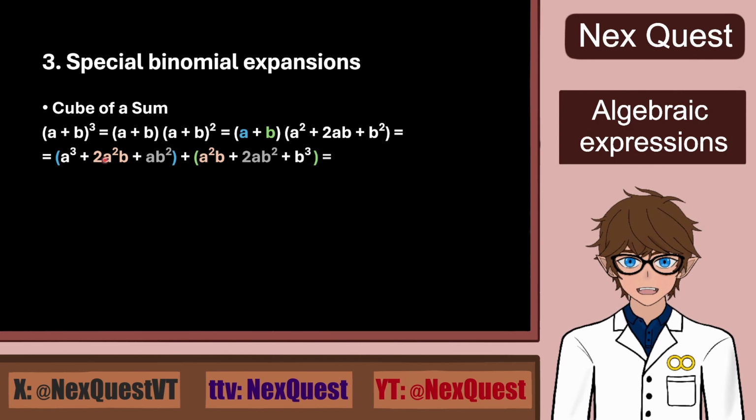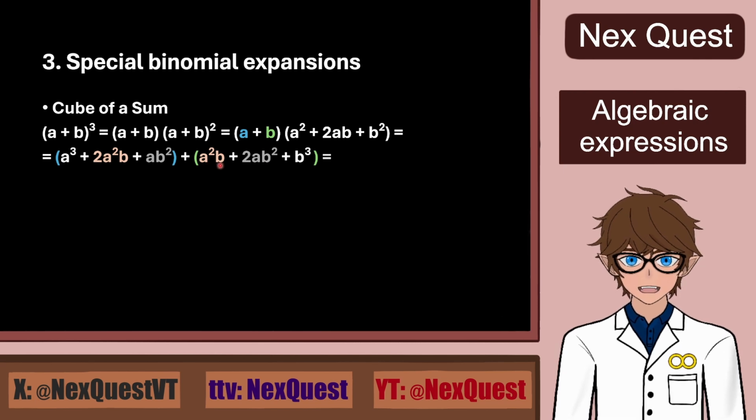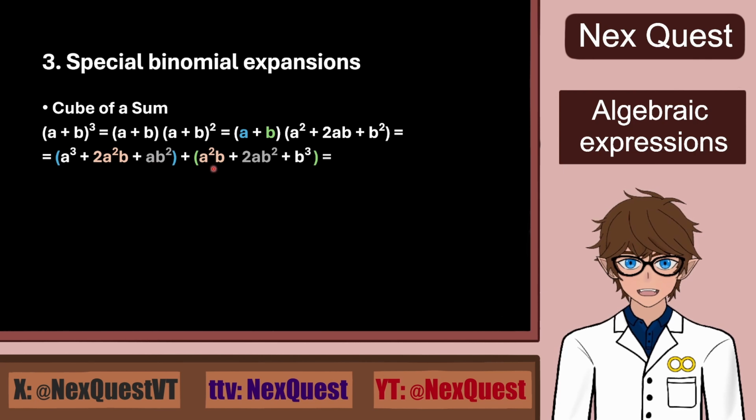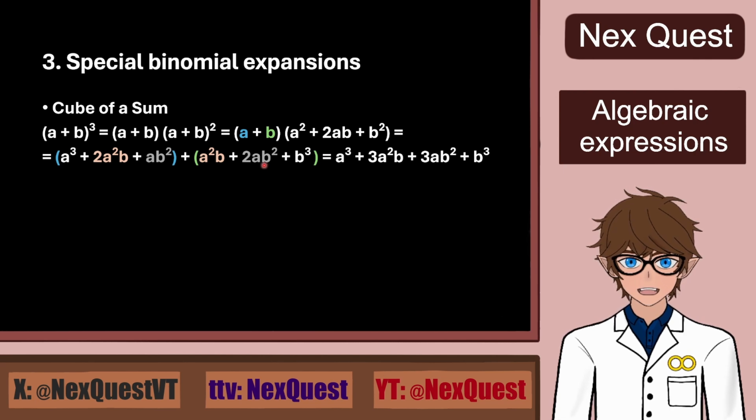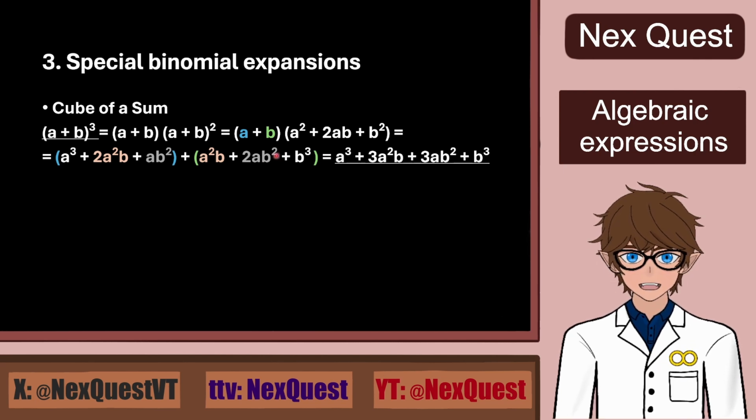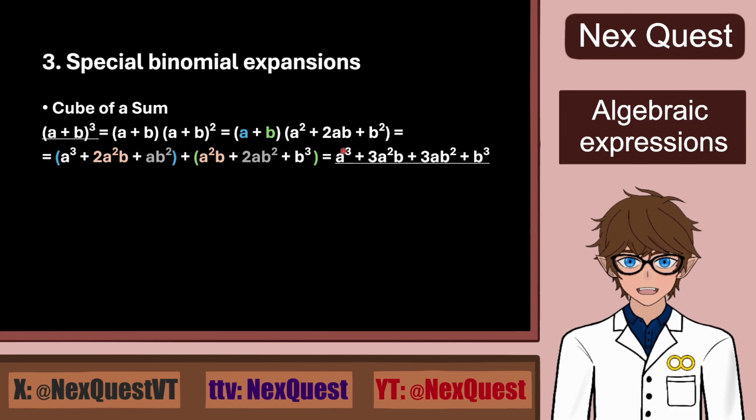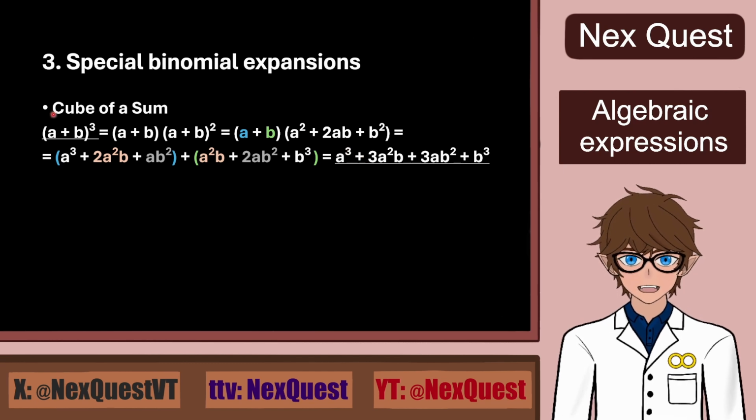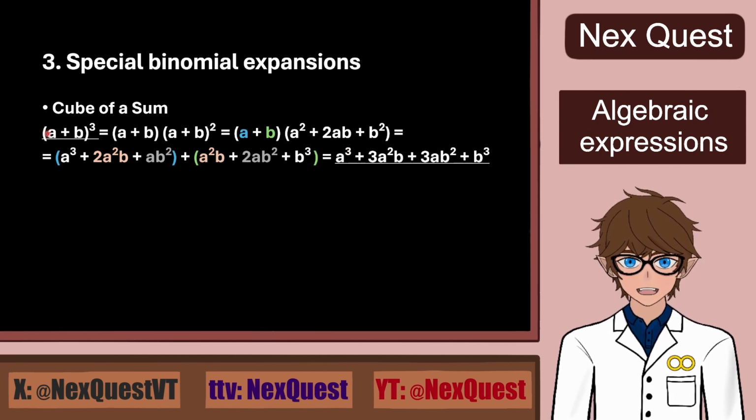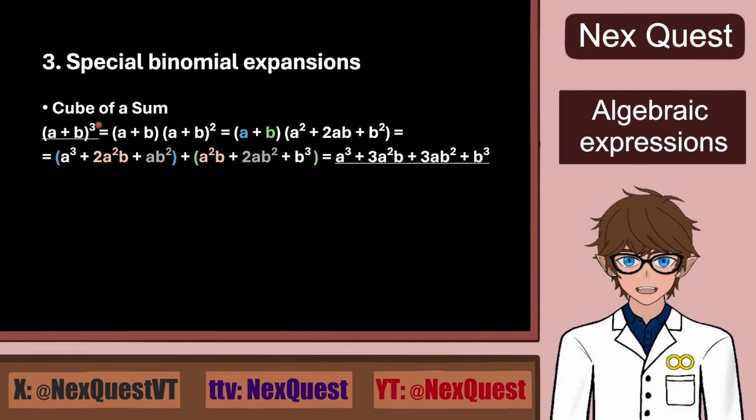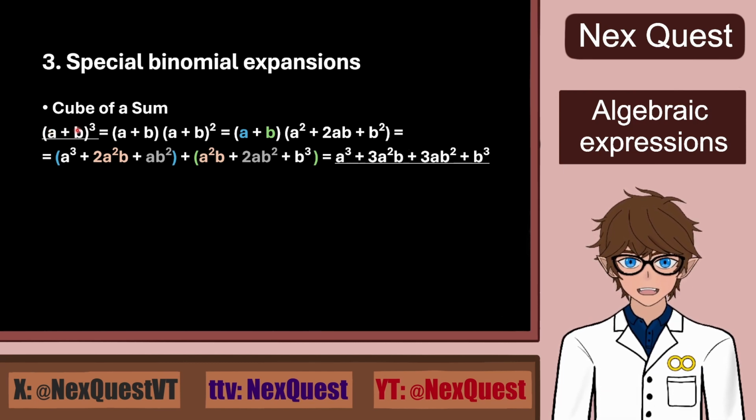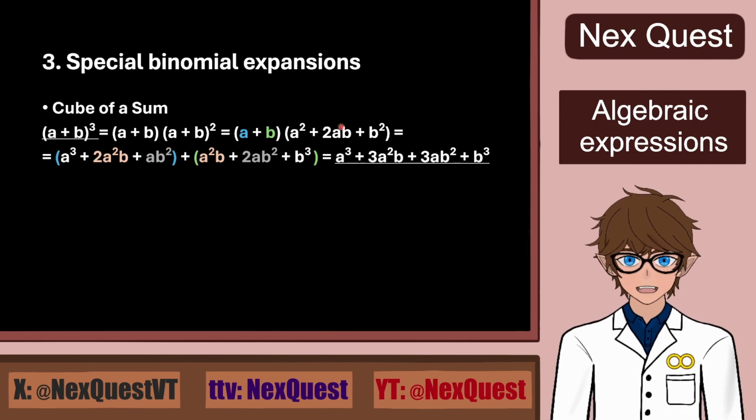Now you can see there's an orangish color on a squared b and a grayish color on ab squared. That's because we can add these together. So if we add these two together and we add these two together, we get something like this. And this is the final formula for the cube of a sum. So it's the first one to the power of 3 plus 3 times first variable squared times second variable plus 3 times first variable times second variable squared plus the last variable cubed.